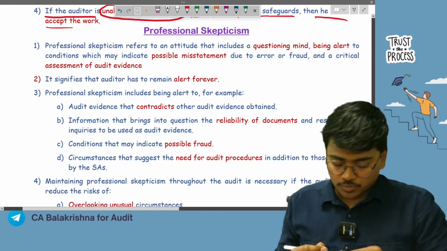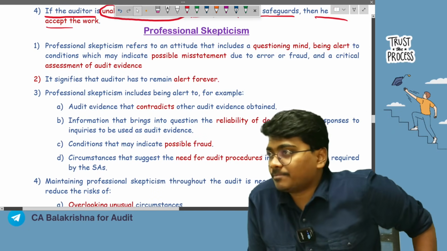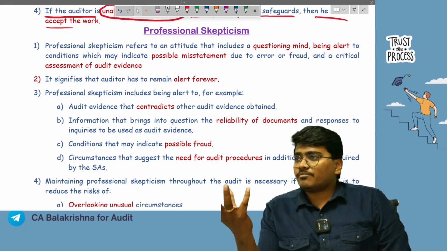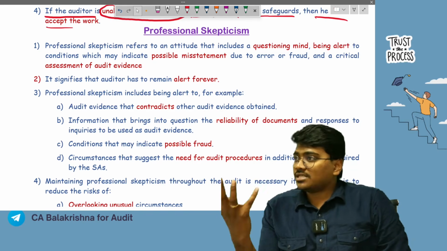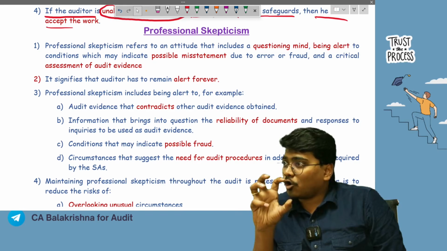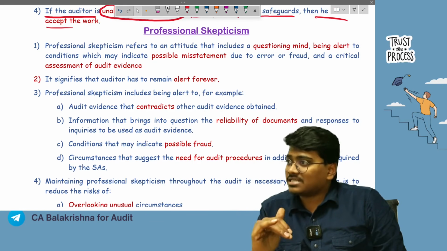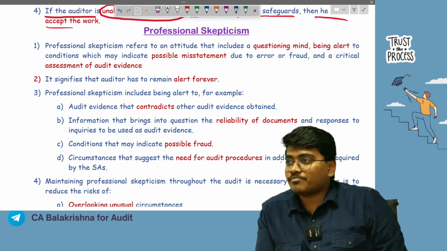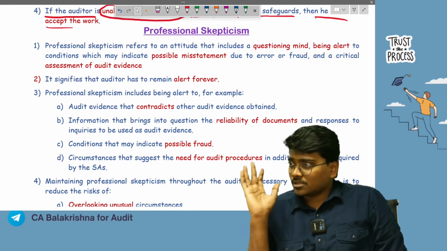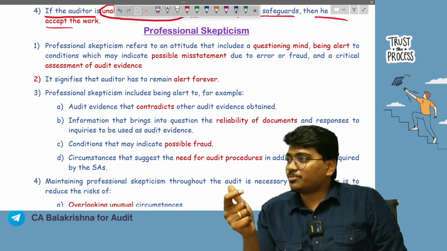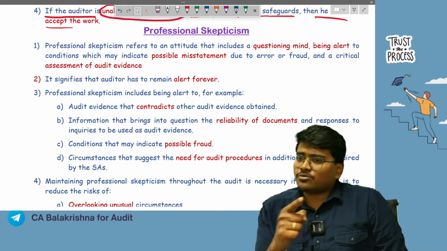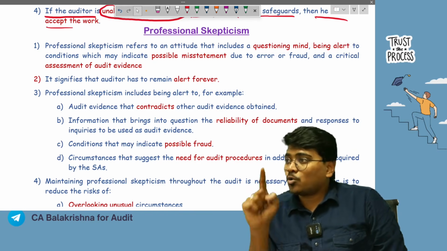Now moving to professional skepticism. What is meant by professional skepticism? Just like independence is a quality that the auditor should have, and the 5 fundamental principles that the auditor should follow, professional skepticism is also a quality that the auditor should have. To put it simply, it is the quality of a questioning mind. Whatever you find in the audit, you have to question it.